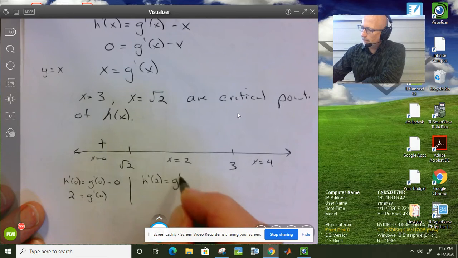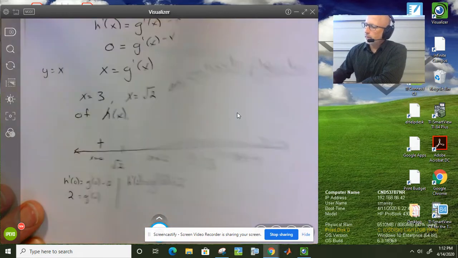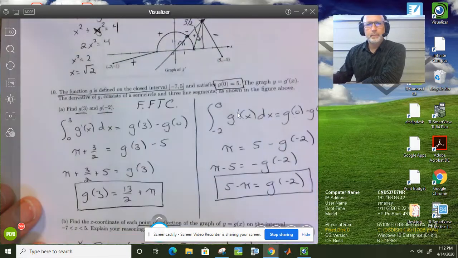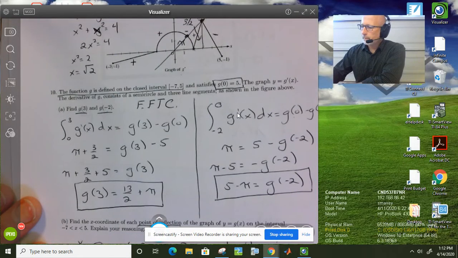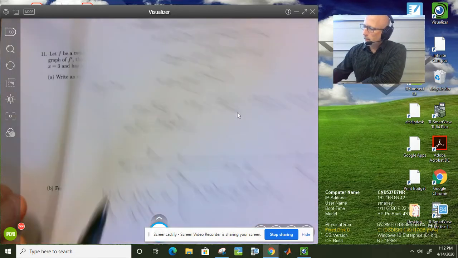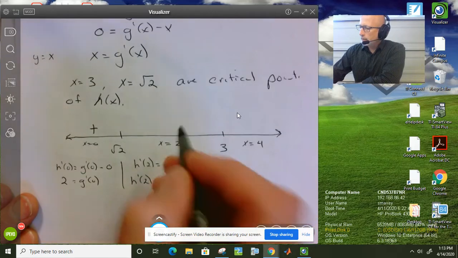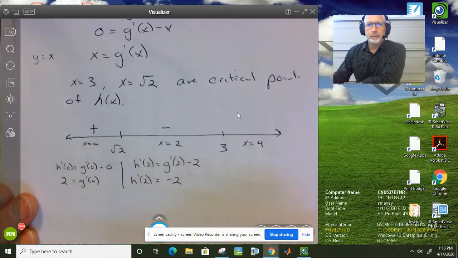Okay, let's figure out what h prime of 2 is. That's g prime of 2 minus 2. So what is g prime of 2? Well, g prime of 2 is 0. Right, it's right there. So I have h prime of 2 is equal to 0 minus 2, which gives me negative 2. So the derivative is negative on the interval.